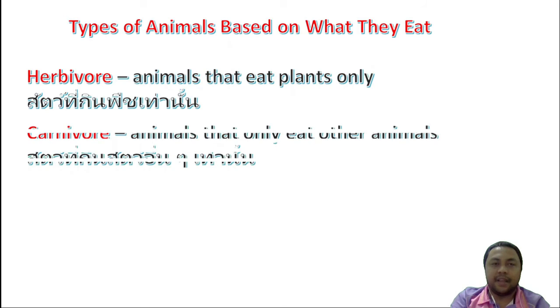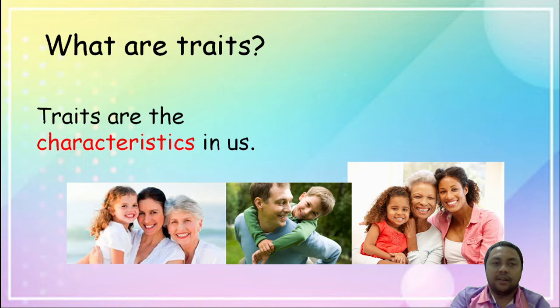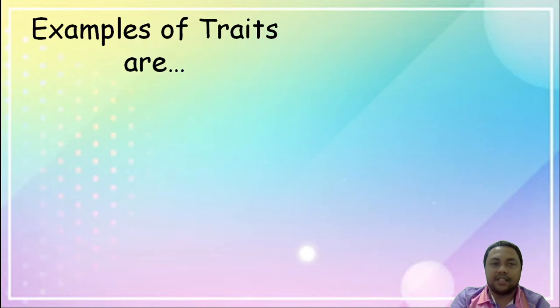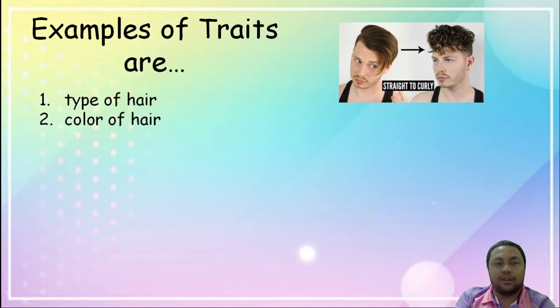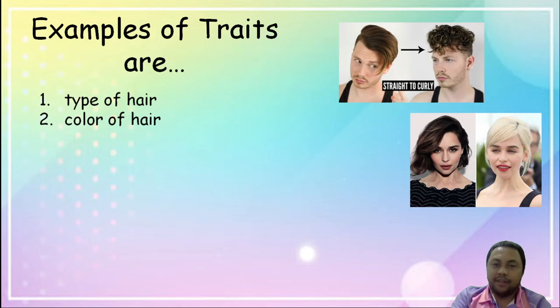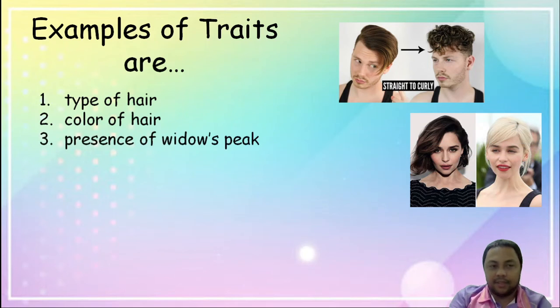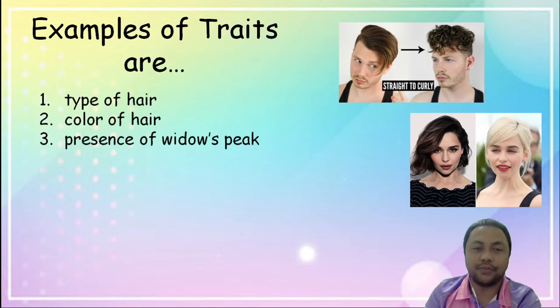Okay? Next, we have here, what are traits? Examples of traits are type of hair. There are two types of hair, namely straight and curly. Next is color of hair. There's black hair and blonde. Next is presence of widow's peak.